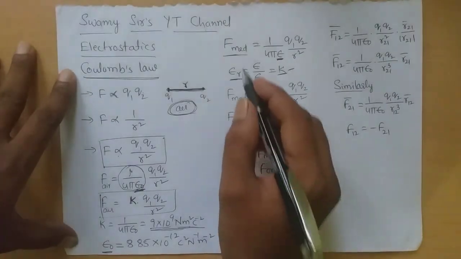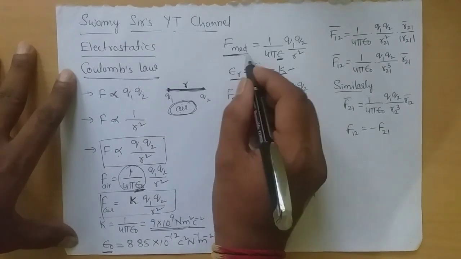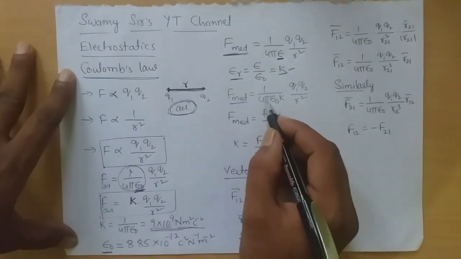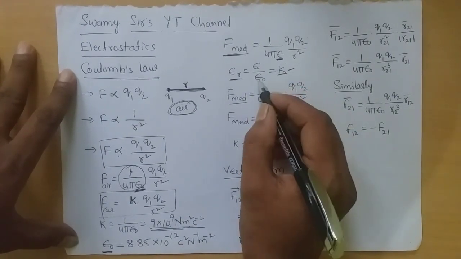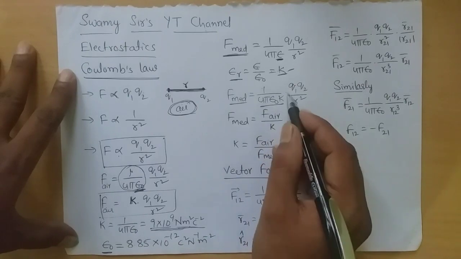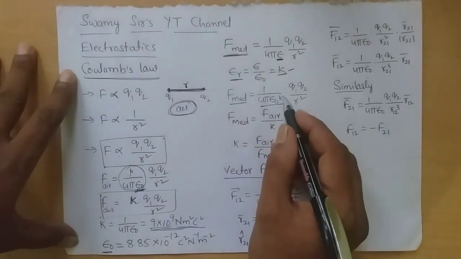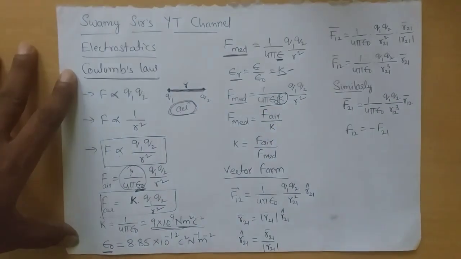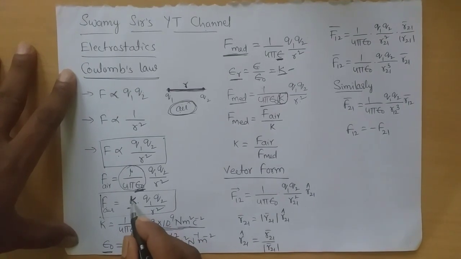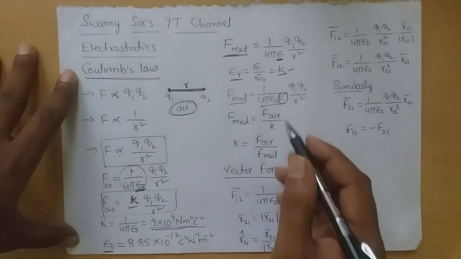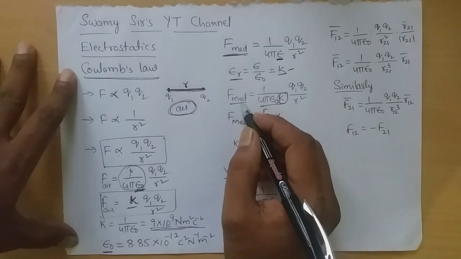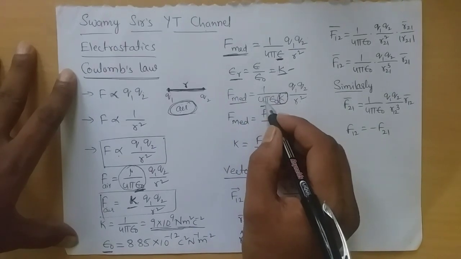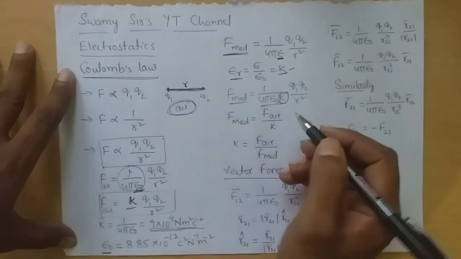So the electrostatic force between the charges in the medium equals 1 by 4 pi epsilon, and in place of epsilon we write epsilon naught K, giving 1 by 4 pi epsilon naught K into q1 q2 by r square. This capital K is the dielectric constant. For convenience I am taking the small k as the electrostatic constant. These two are different. So the force between the charges in a medium is 1 by 4 pi epsilon naught K into q1 q2 by r square.